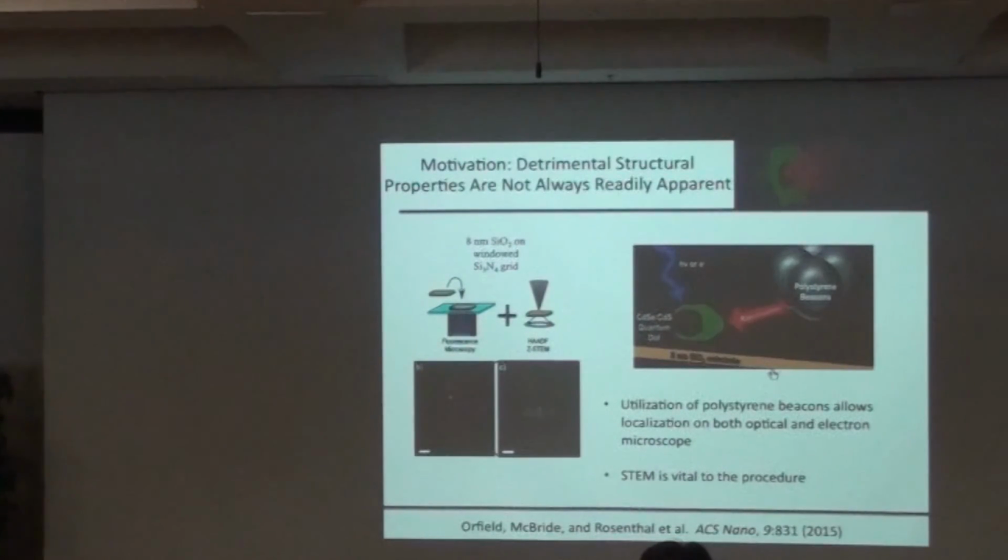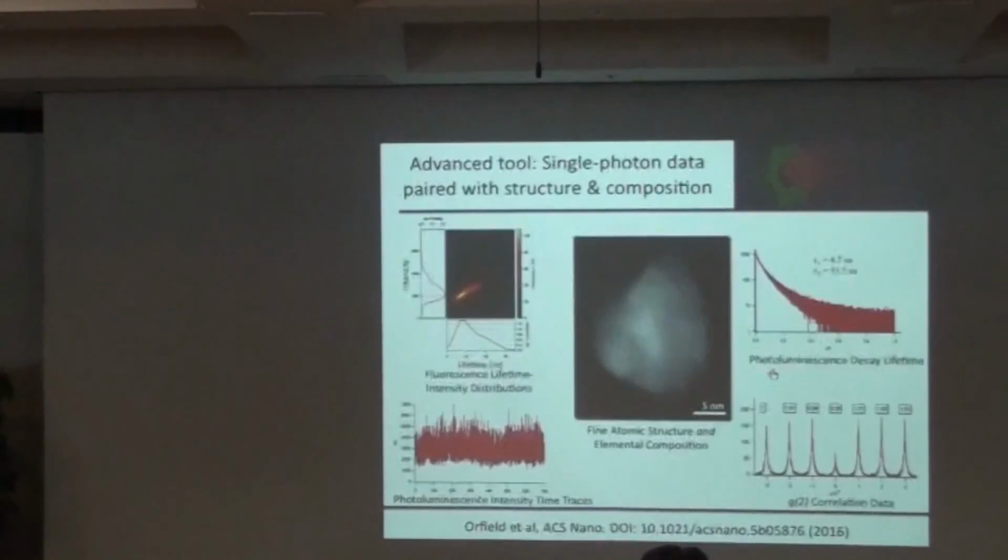And so now we're working with a group at Vanderbilt and a new postdoc to push a new technique that was originally developed by the group at Vanderbilt. It uses fluorescent polystyrene beads as markers to tell you where on a TEM grid the nanocrystals are, so you can do correlated optical microscopy with the TEM. What we're able to do in our laboratories is to advance this significantly, so that on a single structure, where you have the fine atomic structure and the elemental composition, you can really dig into the optical properties, from blinking to G2 to lifetime, etc.